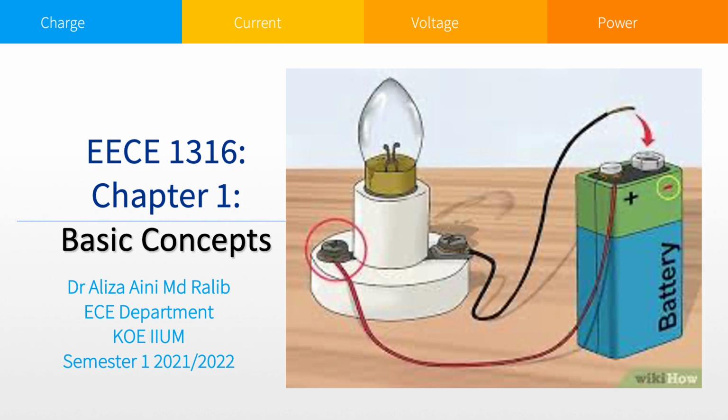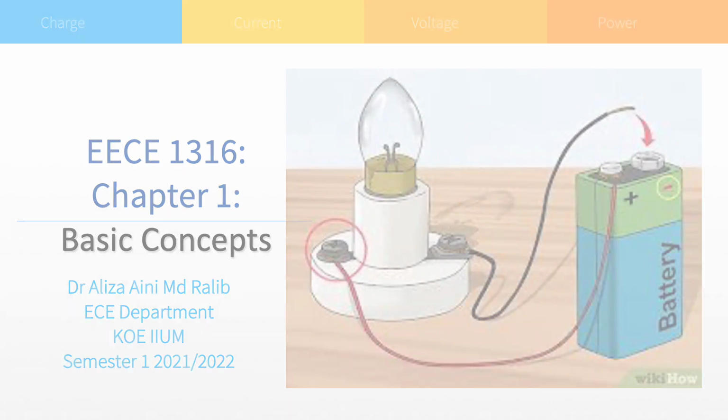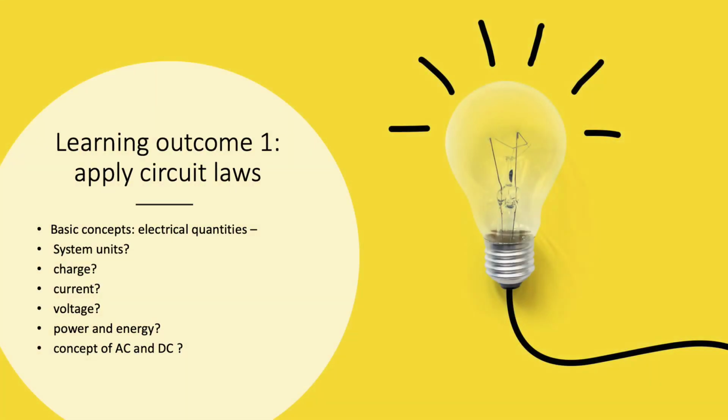That is what we call basic concepts of electric circuits. What you're going to learn in this chapter is about charge, the current, voltage. This is what we call the basic element of the electric circuits, and what is actually power and energy, and the concept of AC and DC.